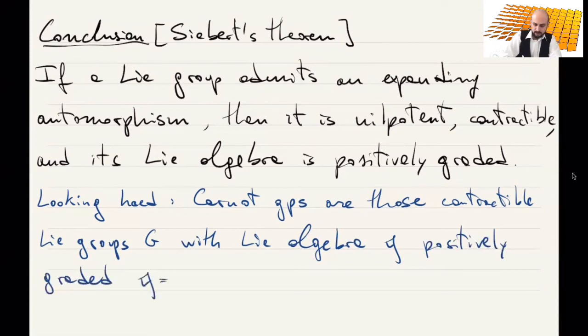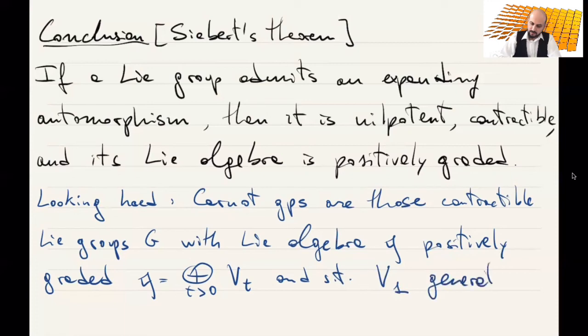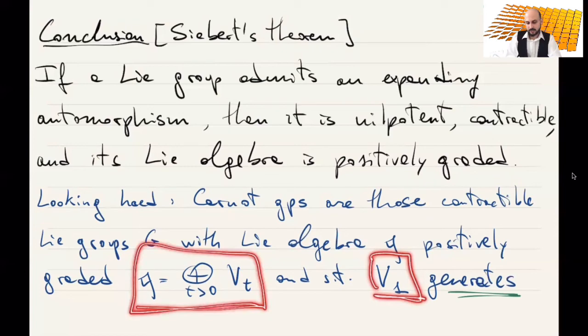So G has a sum over t greater than 0 of Vt with an extra property, and such that V1 generates, namely the layer of degree 1 is called grading. The space of degree 1 is not contained in any subalgebra of G. So the Lie algebra generated by V1 is everything.